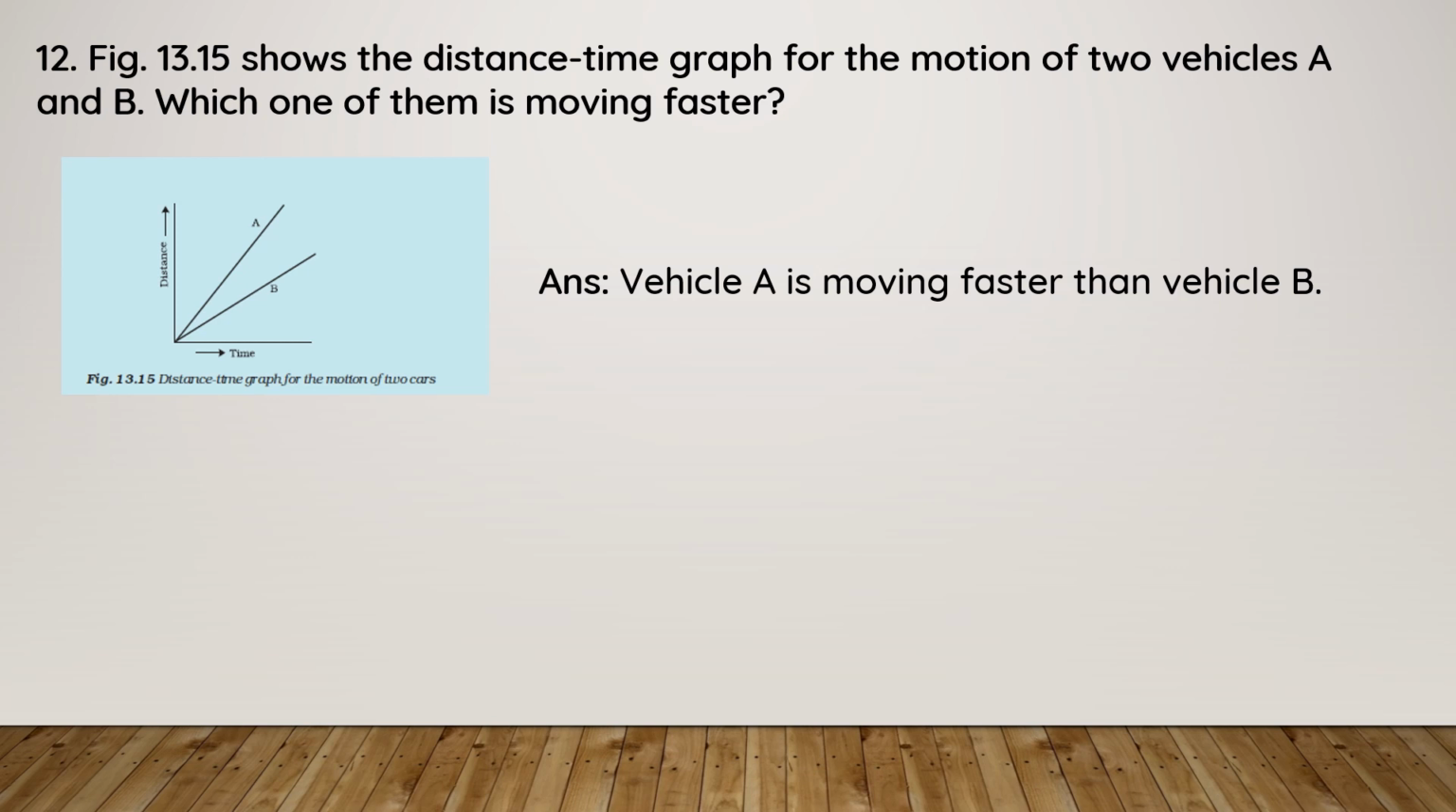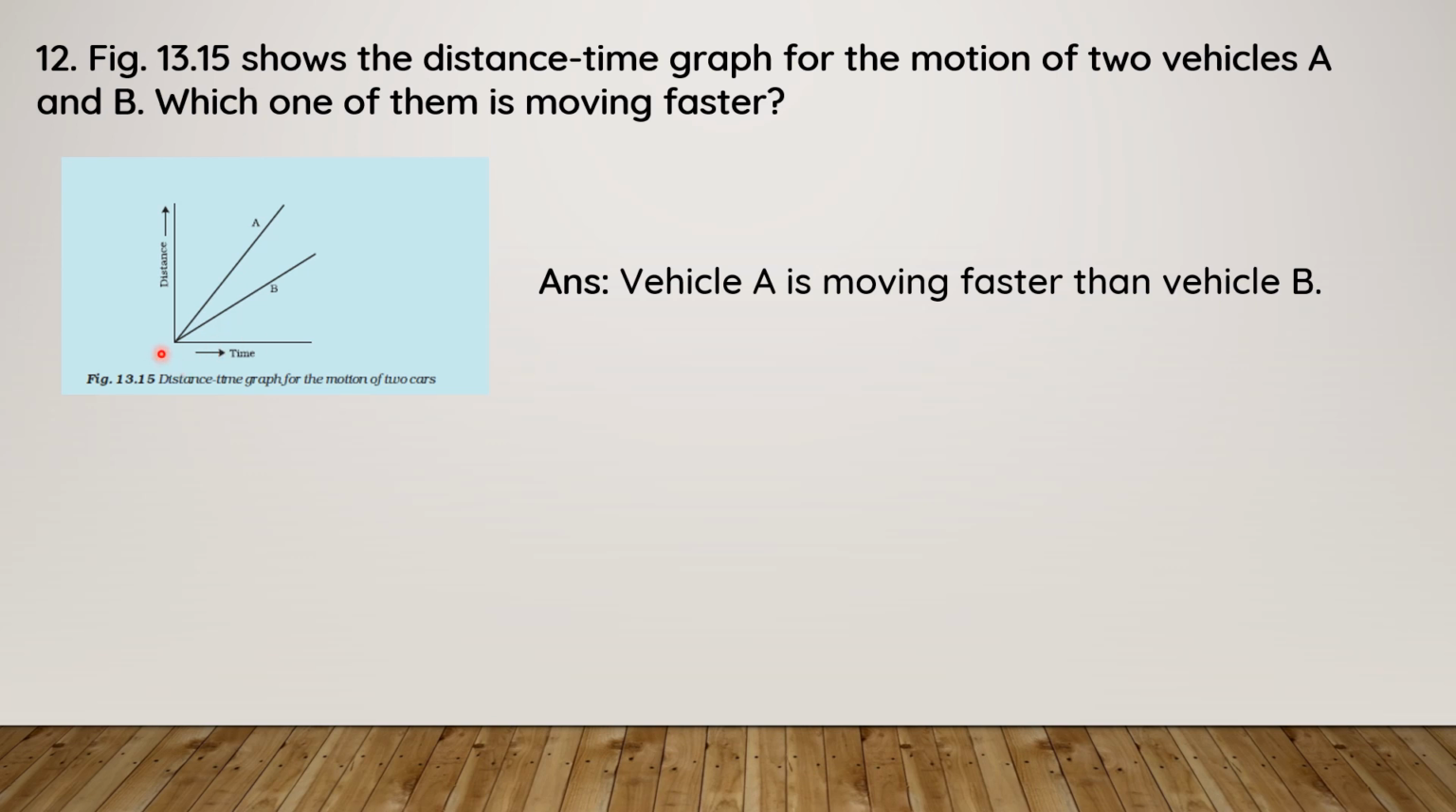The 11th question, I skip that. Now the 12th question. This figure, which you can see in your textbook, shows the distance-time graph for the motion of two vehicles A and B. Which one of them is moving faster? Looking at this graph, you will see which vehicle moves fast, vehicle A or vehicle B.